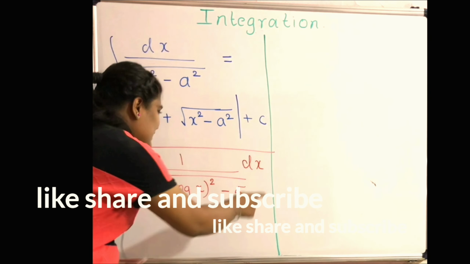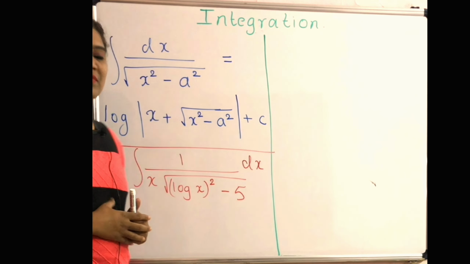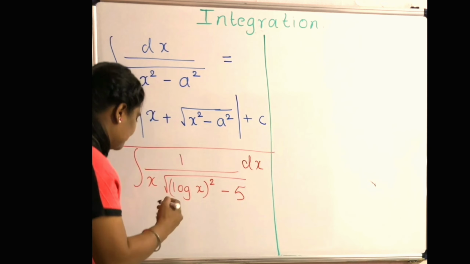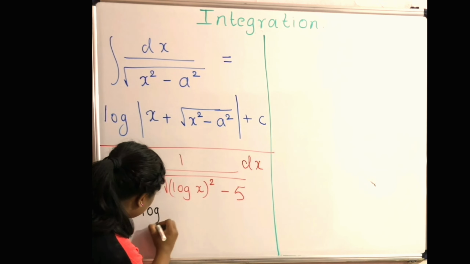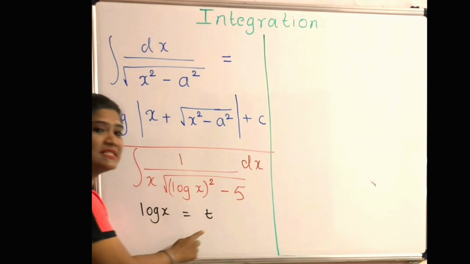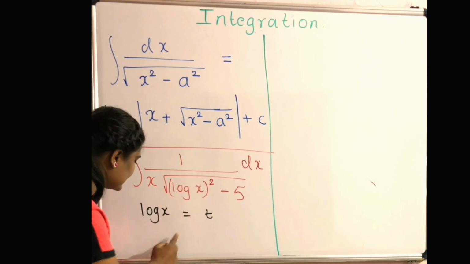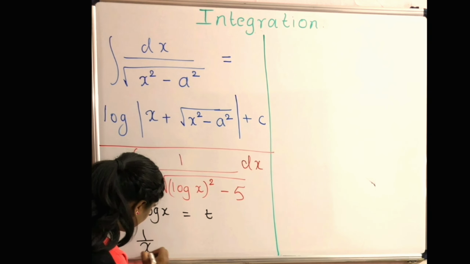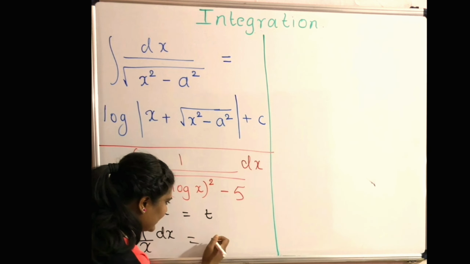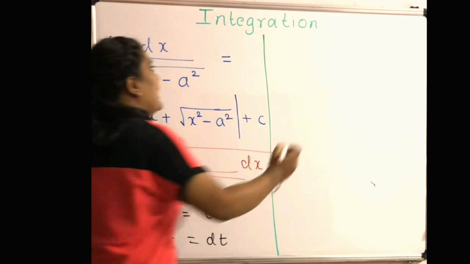We have to solve this integration question. In this integration, put log x equals t. Differentiate both sides. Differentiation of log x is 1 by x dx, equals the differentiation of t, which is dt.